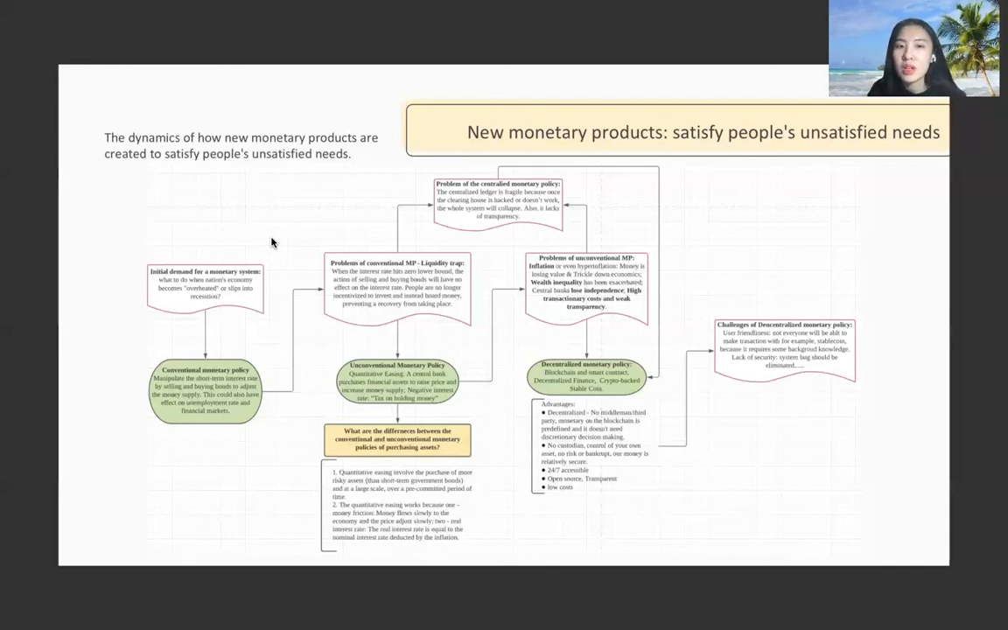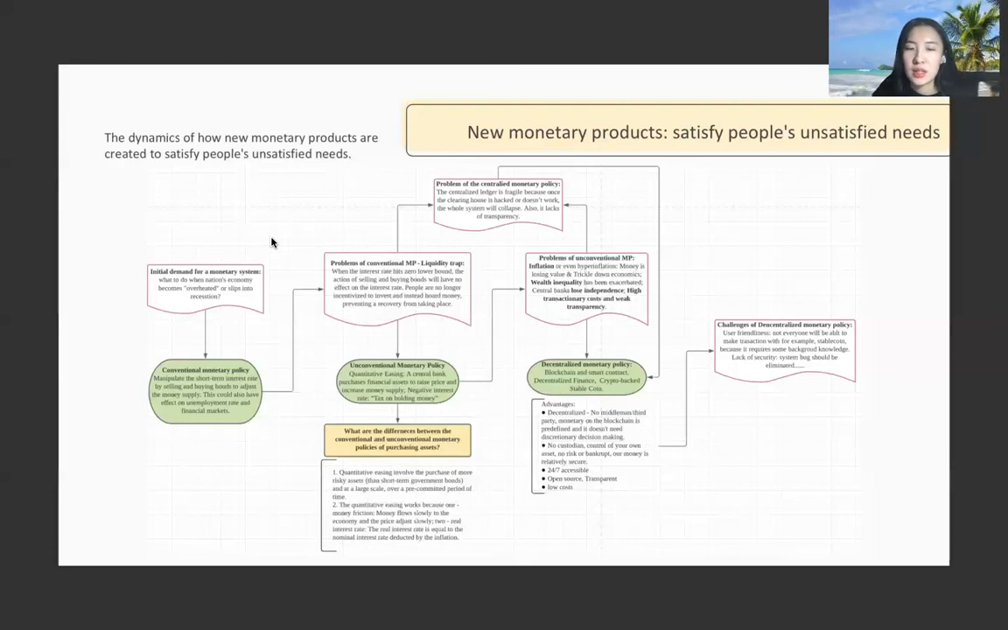Conventional monetary policies and unconventional monetary policies are all centralized monetary policies. And this centralized ledger is fragile because once the center is hacked or doesn't work, the whole system will collapse. So it also lacks transparency. And so we have decentralized monetary policies to tackle all the problems that we have covered. It includes blockchain technology and smart contracts, so it is related to decentralized finance and crypto-backed stablecoins. It has a lot of advantages.